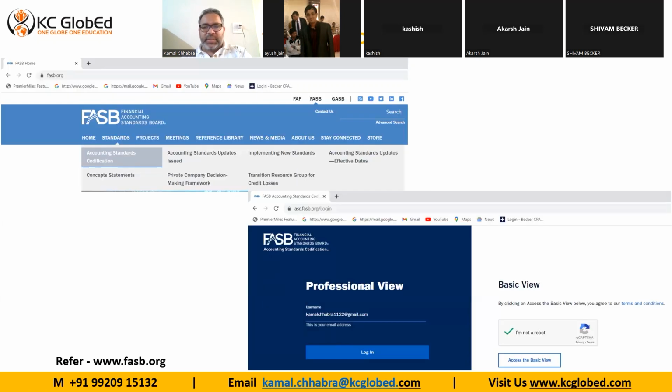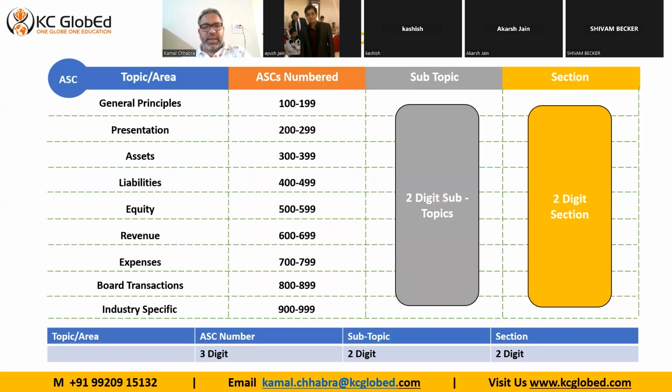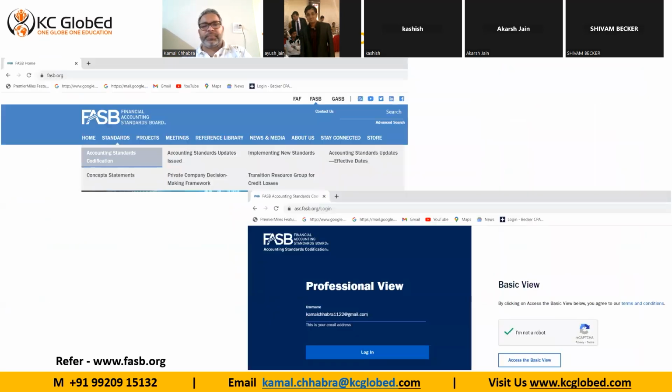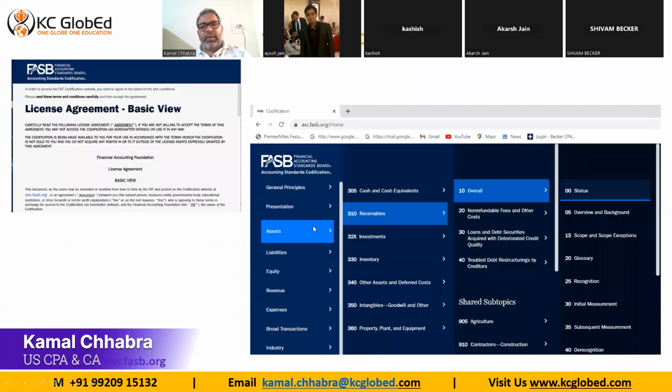So like we were discussing earlier, there are these categories: general principles, presentation, assets, liabilities, equity, revenue, expenses, and all those things. Here you will see something similar in the first column. Then if you click on anything, for example, here we click on asset, it will show all the 300 categories: cash and cash equivalents, receivables, investments, inventory, other assets, intangibles, property, plant and equipment. So it shows that accounting standard codification 310 is for receivables.